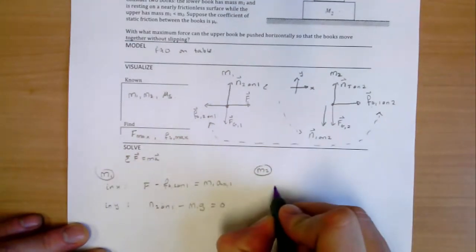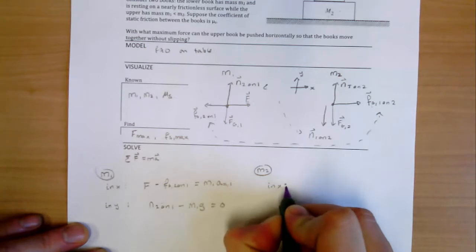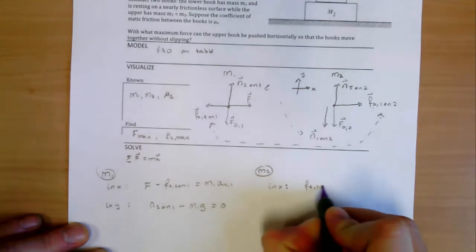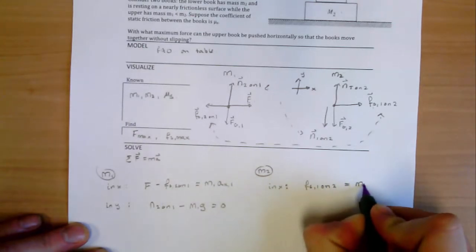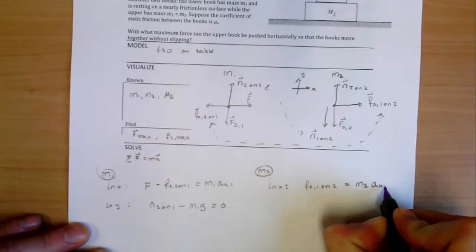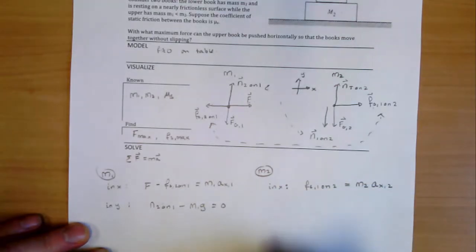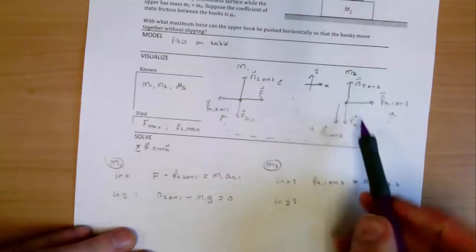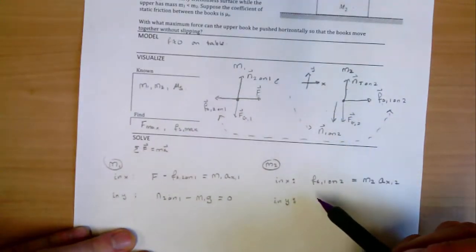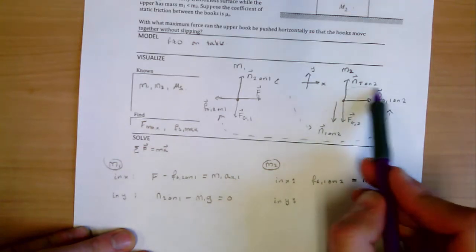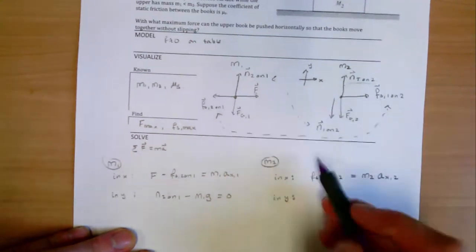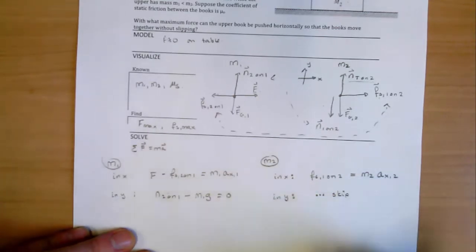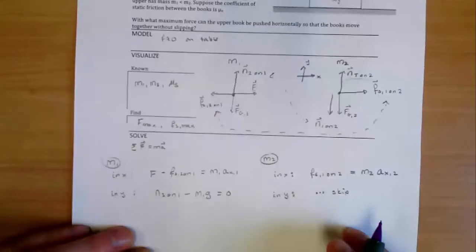What about block 2? In the x direction, there's only one force. So it's just Fs1 on 2, and that should be equal to m2 times ax of object 2. And in the y direction, there's 3 forces, and I doubt we're going to need this normal force on 2. This sounds dubious, so I'm not going to write this. Skip for the moment. Can always come back if I need it. It sounds like it's not going to be a useful equation.